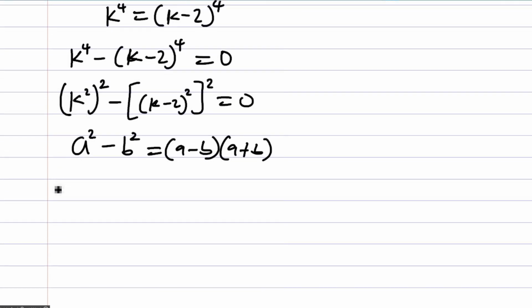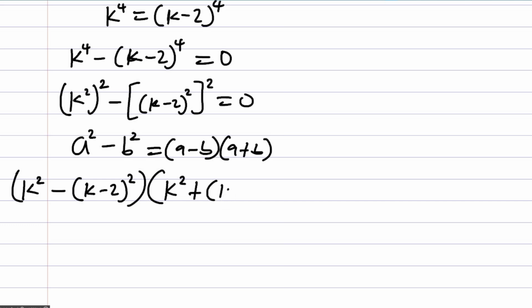Now if I apply it to this one here, I'm going to have the first person, which is k squared, minus the second person there, which is (k minus 2) all squared. Then we're going to multiply it with the same thing again, that same first person plus the second person, (k minus 2) all squared, is equal to 0.